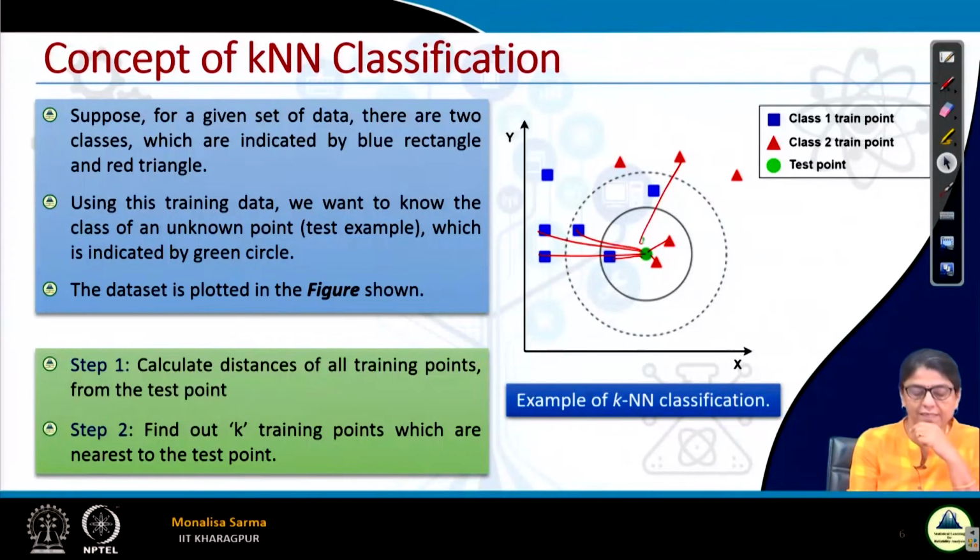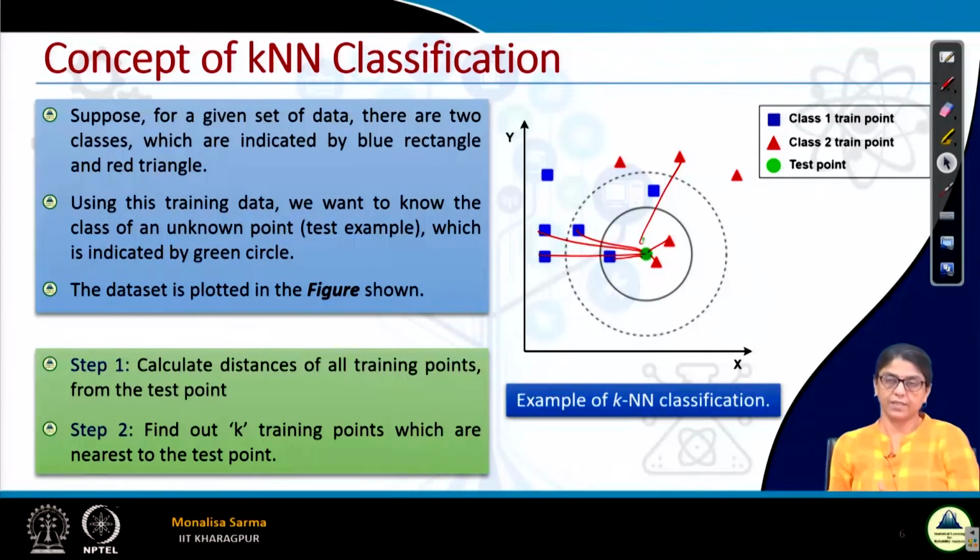That is my first step. What is my second step? Find out k training points which are nearest to the test point. Basically, once I have calculated the distance, I will arrange it in ascending order, and then I will find out the k training points which are nearest to the test point. I will come to what k is. Let us say k is some number. Then I will find out the k training points which are nearest to the test point. Nearest to the test point means the distance will be less.